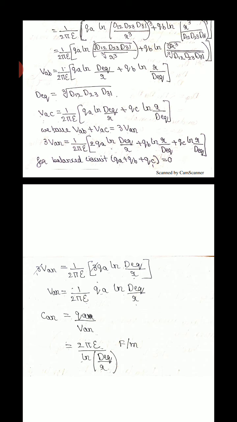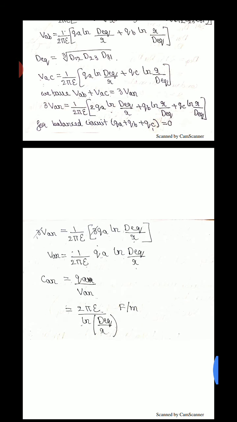Next, VAN is equal to 1 divided by 2 pi epsilon QA ln D equation divided by R. CAN is equal to QA divided by VAN. If you substitute VAN, then you will get 2 pi epsilon divided by ln D equation divided by R, farad per meter. Thank you.